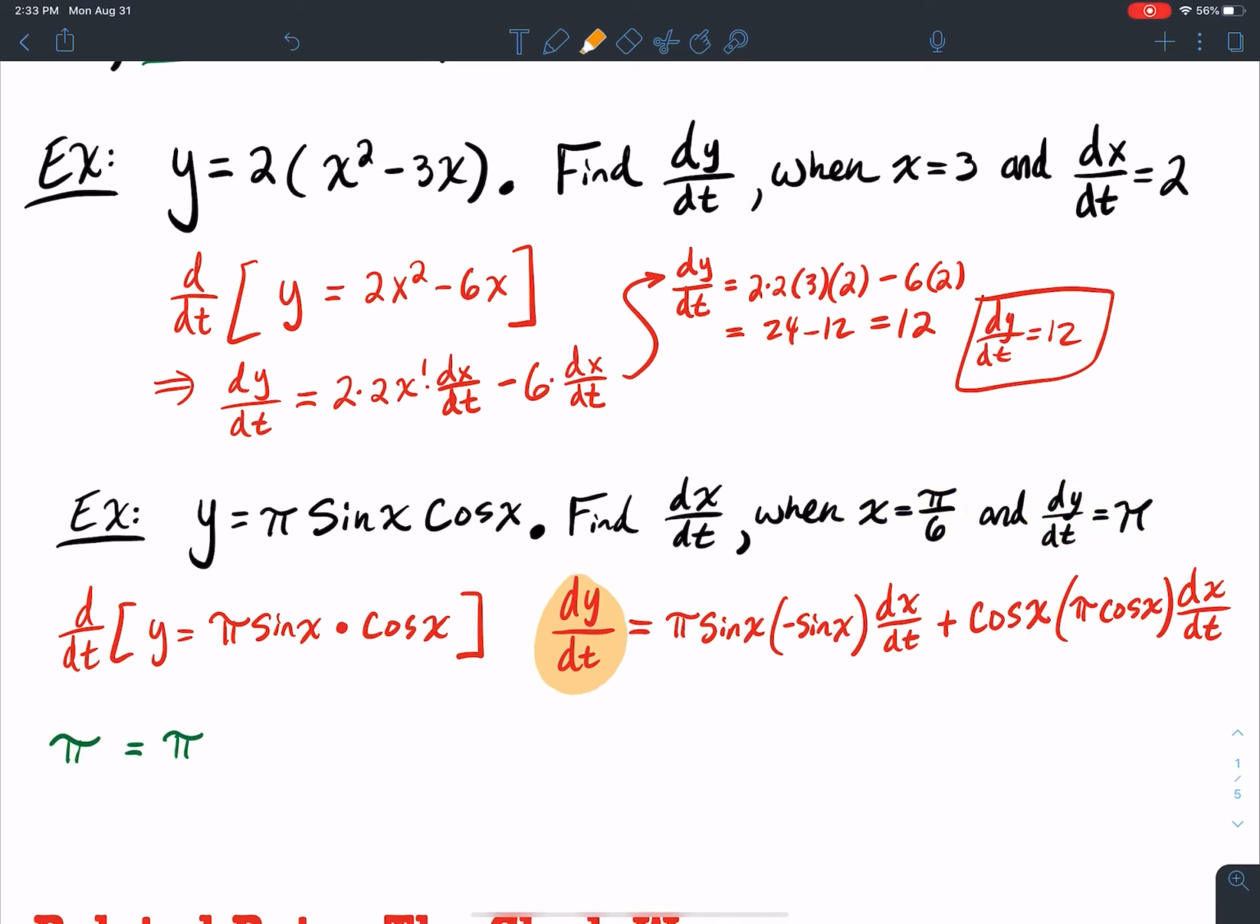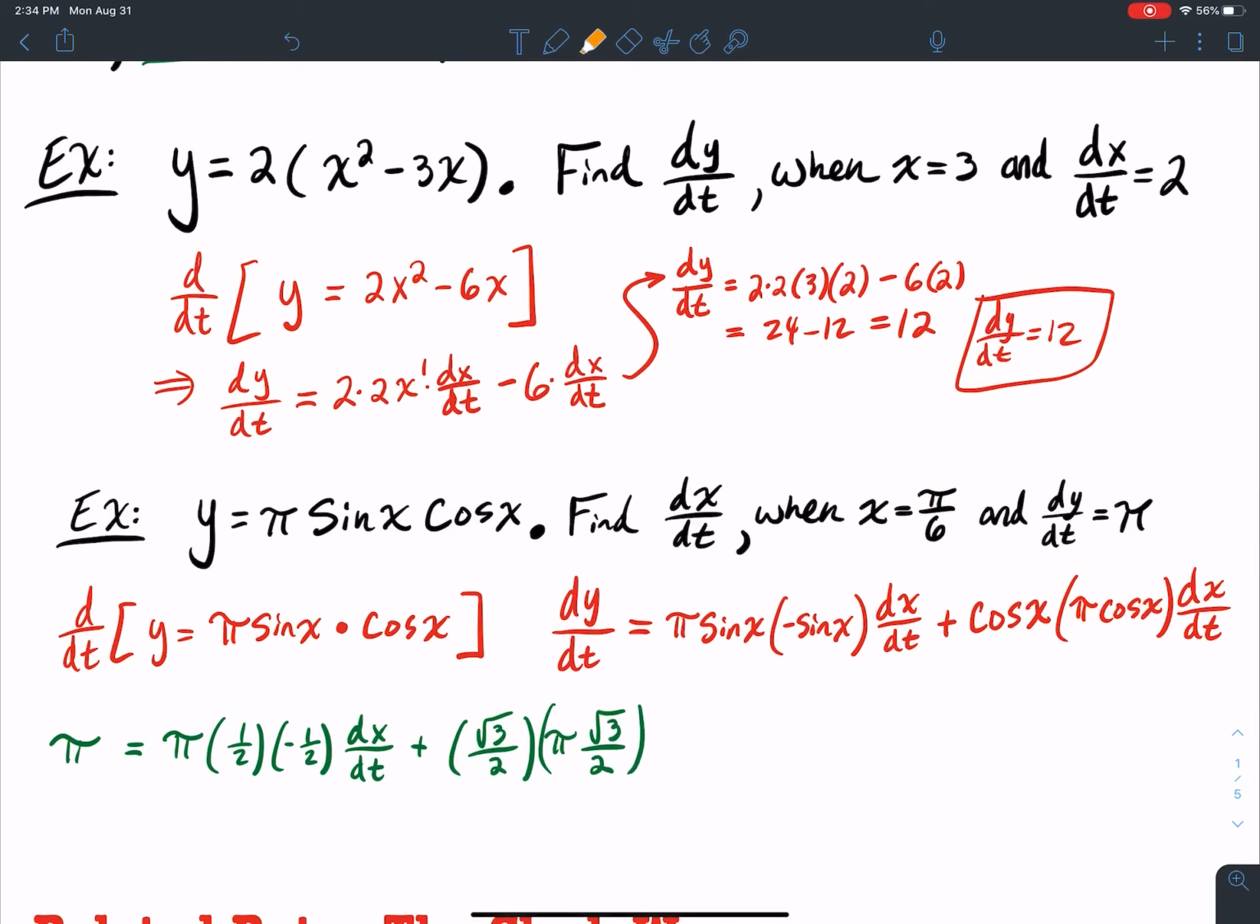So I plug in pi here, I get pi there. Now the sine of pi over 6 is 1/2, and then the negative sine of pi over 6 is negative 1/2. dx/dt is what I'm looking for, so I'm just going to write dx/dt. And then plus cosine, the cosine of pi over 6, if I plug in x for pi over 6, that gets me square root 3 over 2. And then pi times square root 3 over 2. And then dx/dt, once again, I just write it because that's what I'm trying to solve for.